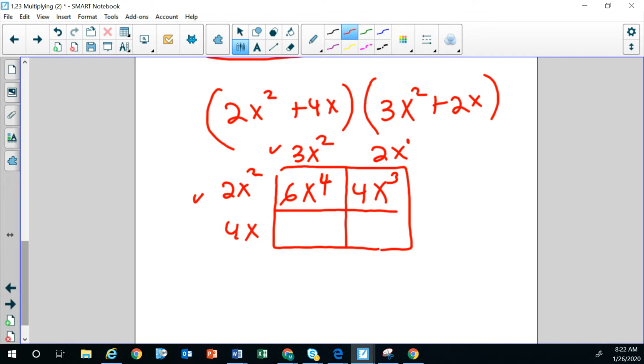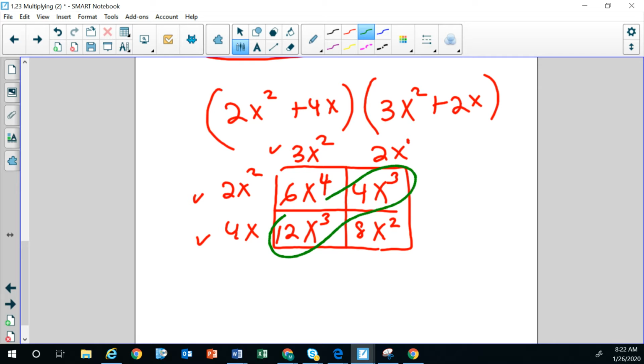All right. Now let's go to 4x now. 4x times 3x squared. 4 times 3 is 12. I'm going to multiply the x's. I got an x and an x squared. So that's going to give me x cubed. And then my last two, 4x times 2x. That's going to give me 4 times 2 is 8x squared. All right. So you notice now, my like terms are going to be the ones in this diagonal right here.